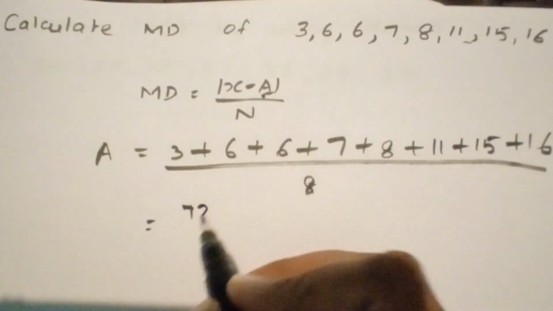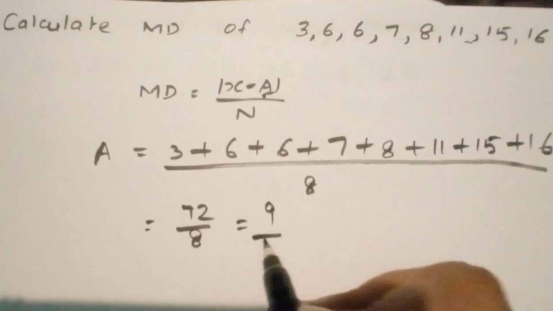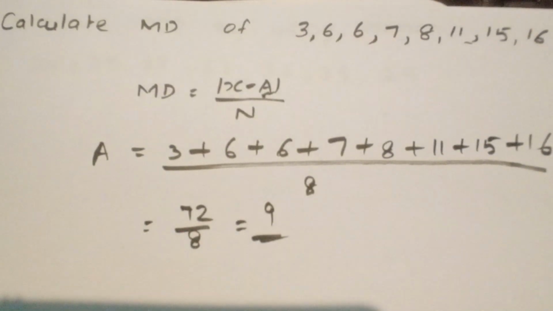So that is 72 by 8. We are getting the value of a as 9. Okay. So I hope it is clear how to calculate a. We are calculating it using mean here. Now next we have to find the absolute value of x minus a, because the mean deviation formula is summation of absolute value of x minus a divided by n.